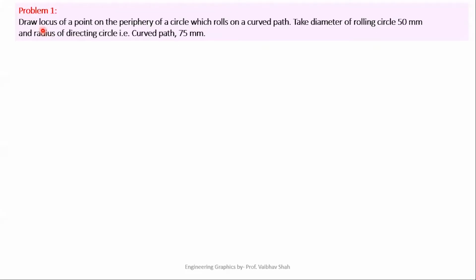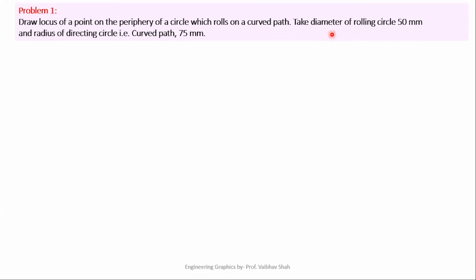Problem 1. Draw locus of a point on the periphery of a circle which rolls on a curved path. Take diameter of rolling circle 50 mm and radius of directing circle, or you can say curved path, 75 mm. So here we have to trace a point on a periphery of circle which rolls on a curved path. Whenever a circle is rolling over a curved path or a circular path, the curve generated is known as epicycloid.